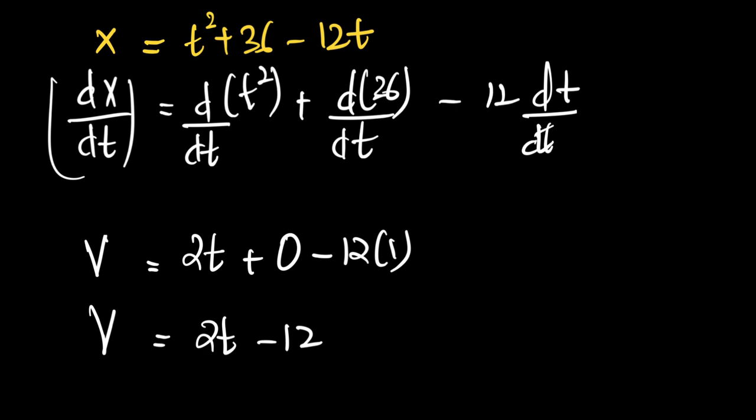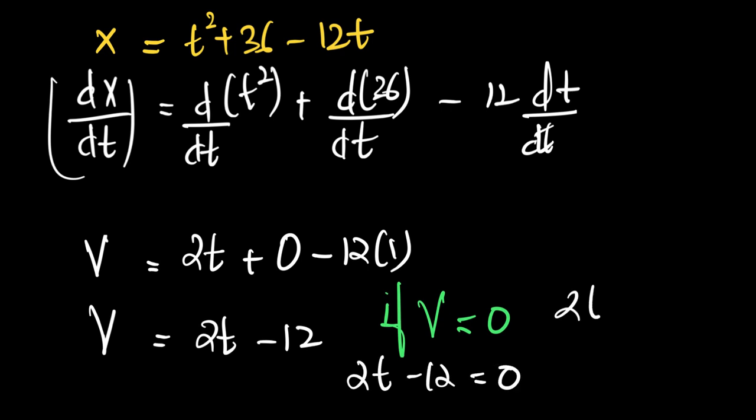Now, what has been asked in the question? The displacement when the velocity is equal to 0. So, if velocity is equal to 0, then we can say that 2t minus 12 is equal to 0, in which case 2t is equal to 12 and then t is equal to 6 seconds.